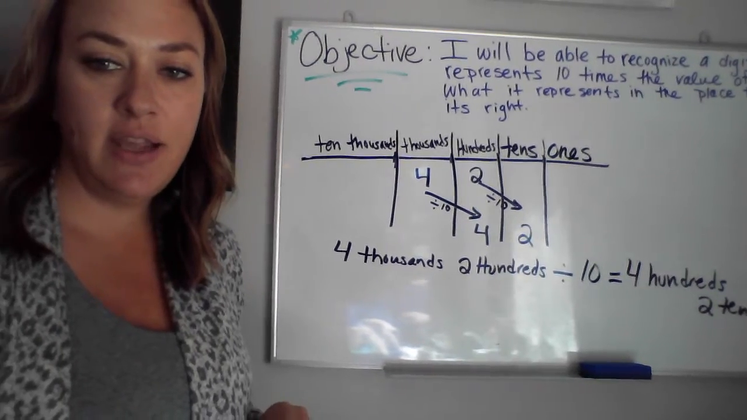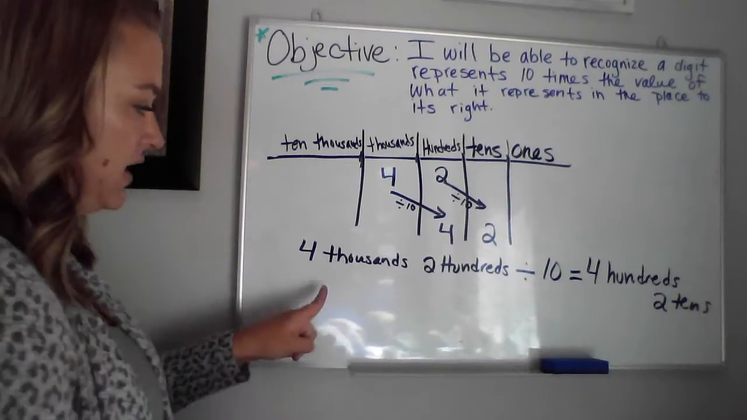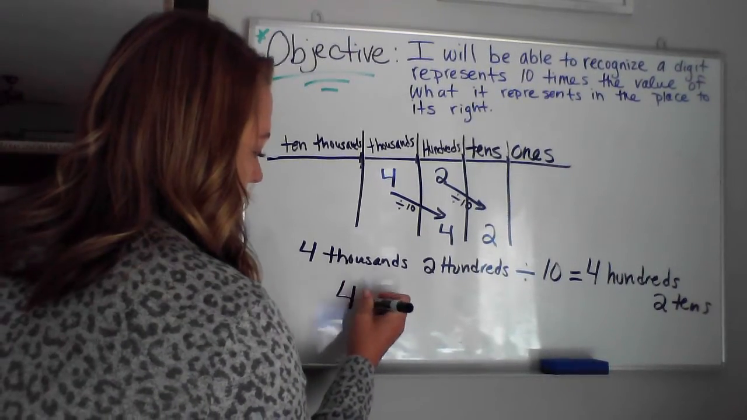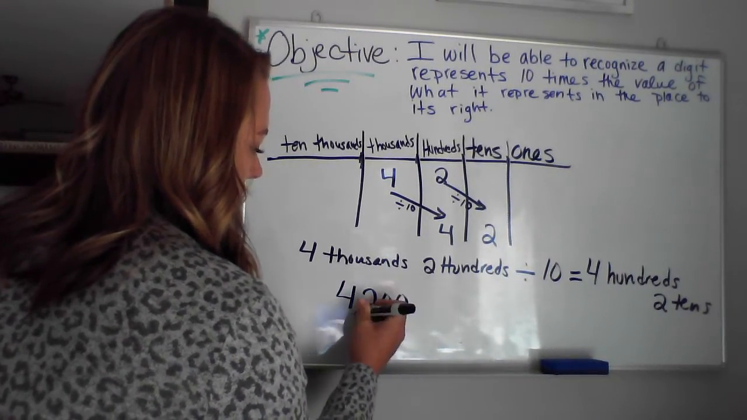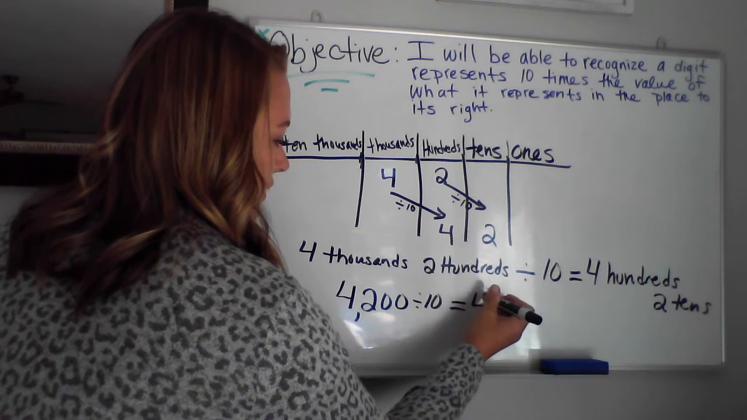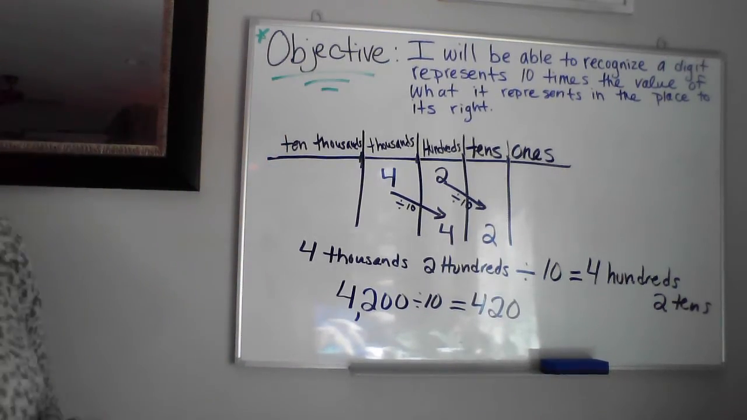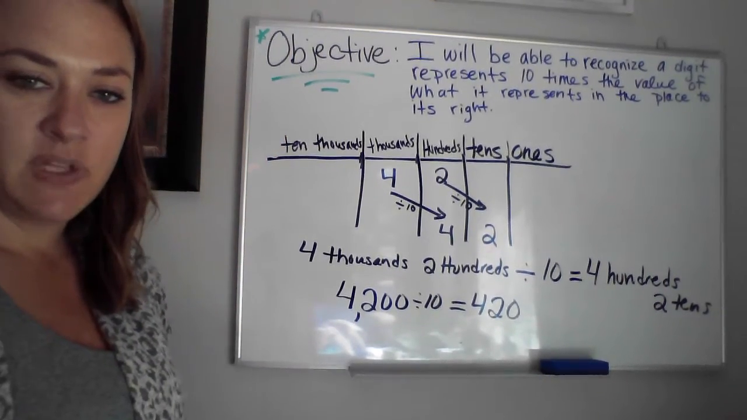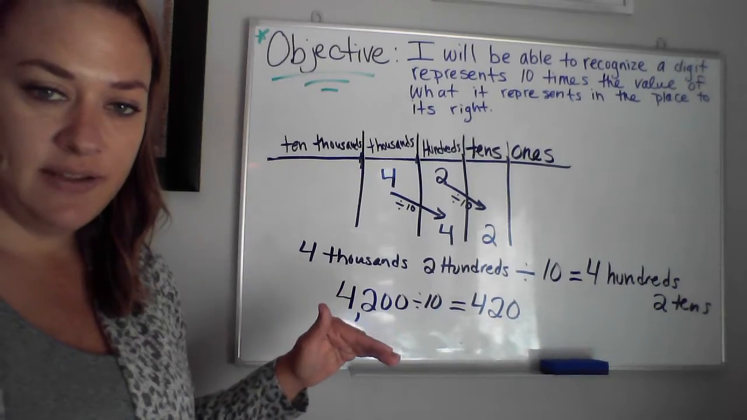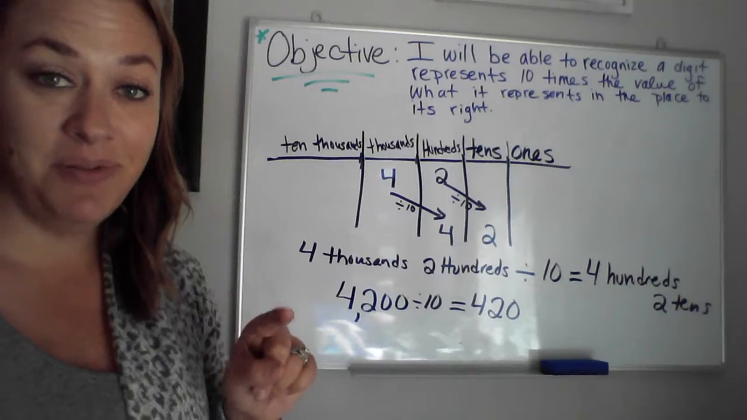And again, I can write that in standard form. So my first equation was 4,200 divided by 10 is equal to 420. Okay, so division, move to the right, multiplication, move to the left. You're gonna get tired of hearing me saying that, but it's really important we memorize it.